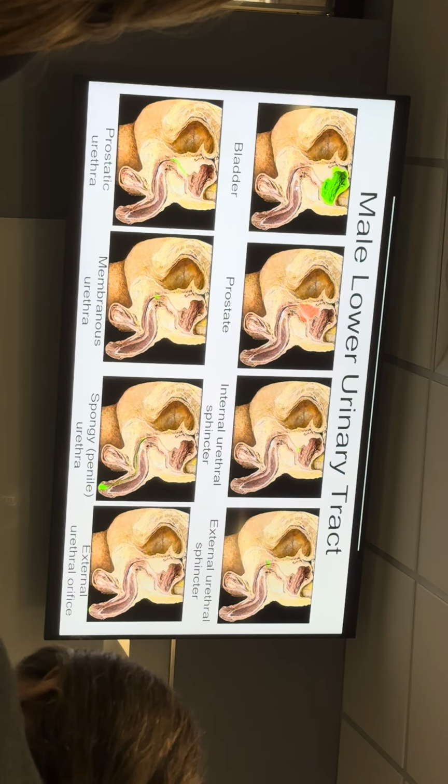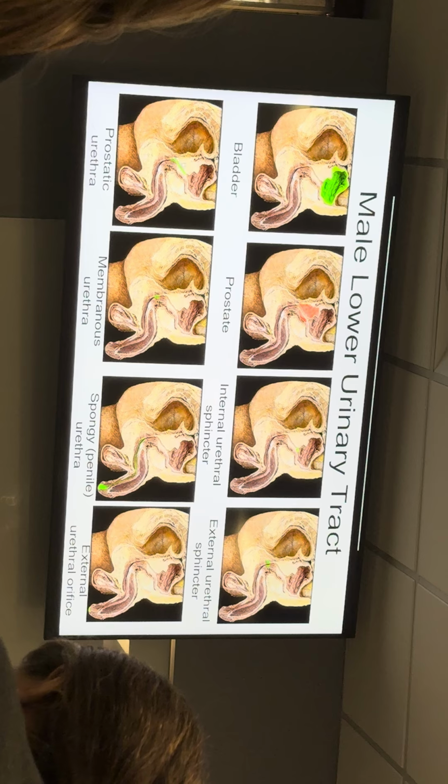And then a guy, you have bladder, prostate. Within the prostate, you have your prostatic urethra. Within your external urethral sphincter, you have your membranous urethra. Internal urethral sphincter between the bladder and the prostate. And then you have your spongy or penile urethra going out the corpus spongiosum of the penis.